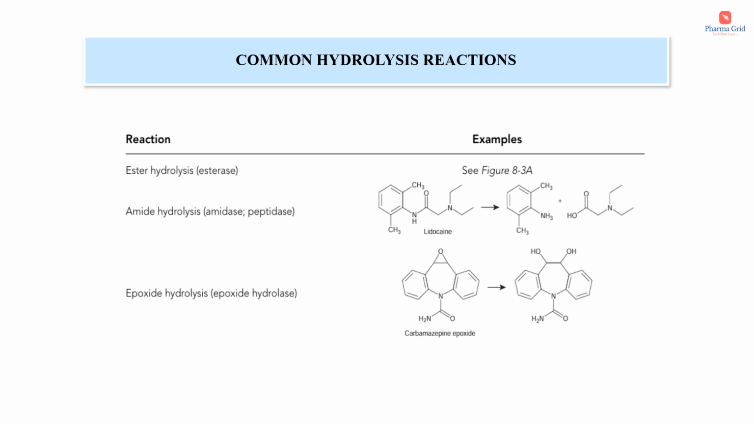So this epoxide hydrolase will deactivate potentially toxic derivatives, that is, the epoxides generated by the cytochrome P450s. For example, carbamazepine gets converted to its epoxide form, carbamazepine epoxide, by a cytochrome P450 isoenzyme, which is then deactivated by epoxide hydrolase.